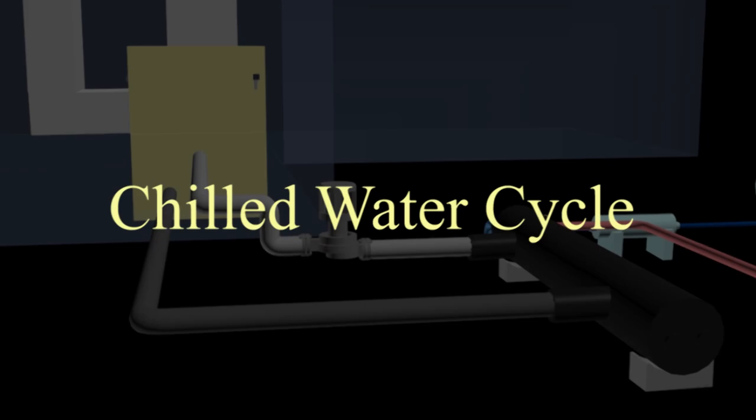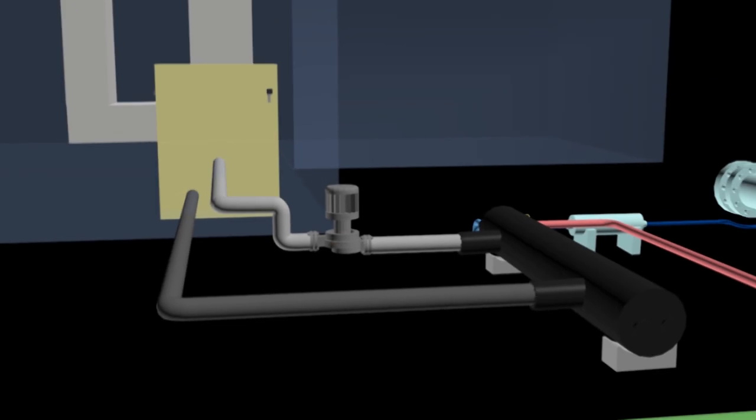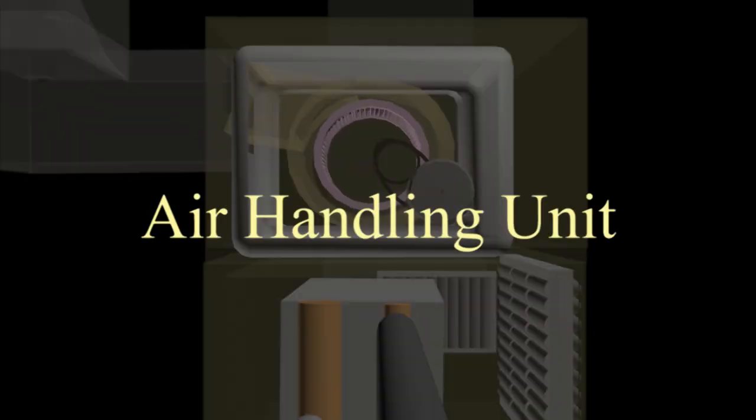Chilled water cycle. The chilled water cycle consists of two basic components which are the air handling unit and water pump. Air handling unit.